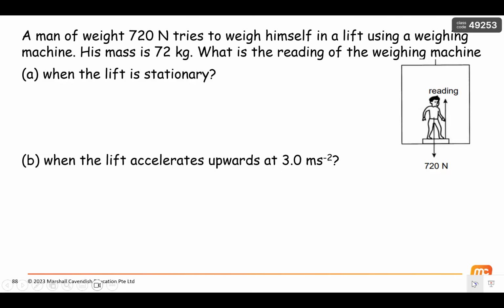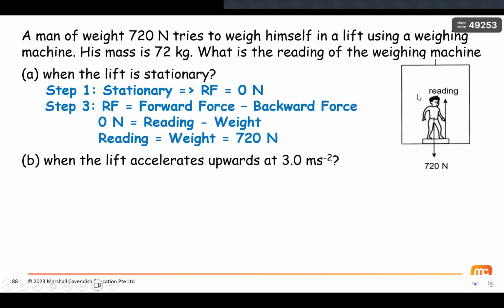Okay, so the first part is when the lift is stationary. So when the motion is given to you, step number 1, you are supposed to identify whether there is a resultant force. In this case, since the lift is stationary, the resultant force acting on the man is 0. Next part, we don't need step number 2, which is calculation of resultant force. We go directly into step number 3, where we need to find the individual force. In this case, they do not want the resultant force, but they want the reading, which is actually the upwards force.